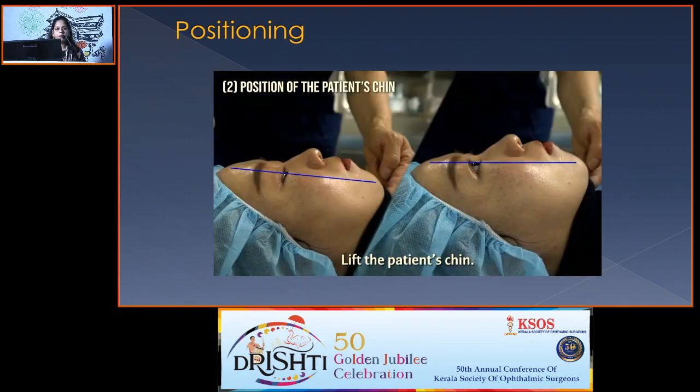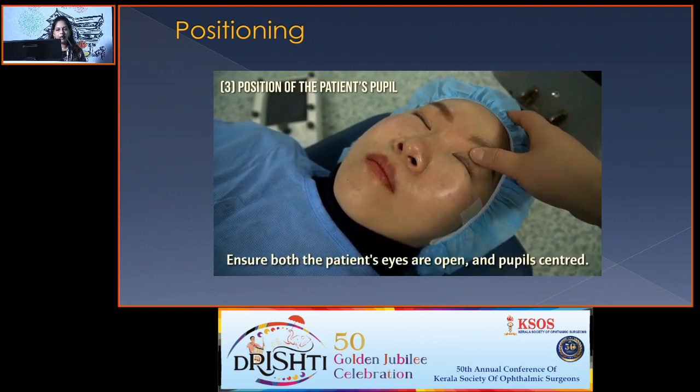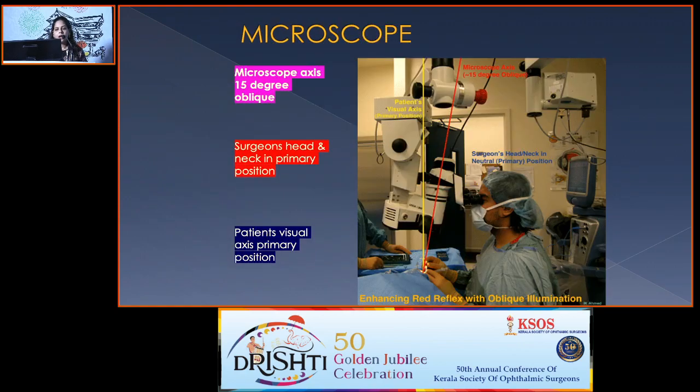In order to avoid Bell's phenomenon, ask the patient to look directly into the microscope light and open both eyes simultaneously. It is better to keep the microscope axis at 15-degree oblique manner, the surgeon's head and neck in the primary position, and the patient's visual axis in the primary position. This will enhance red reflex. Also, drape the lashes properly.